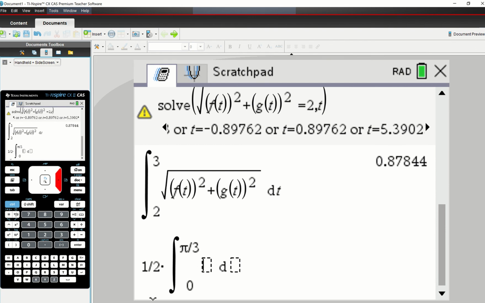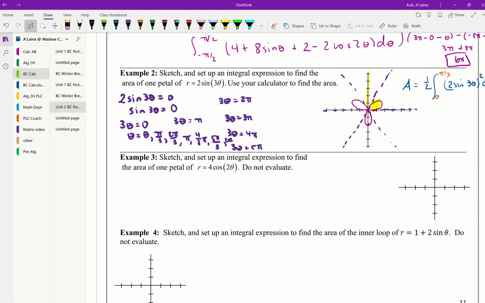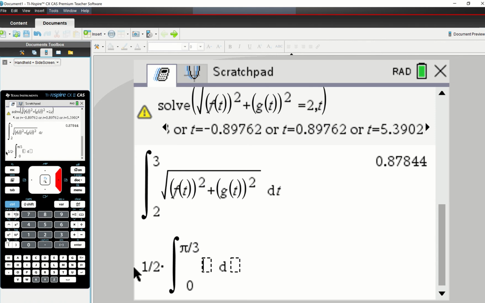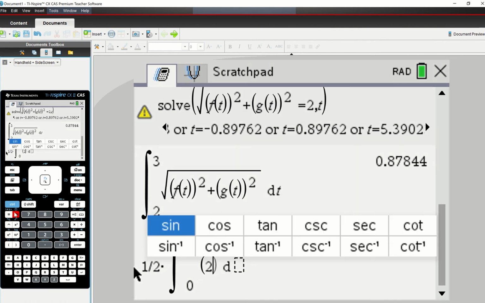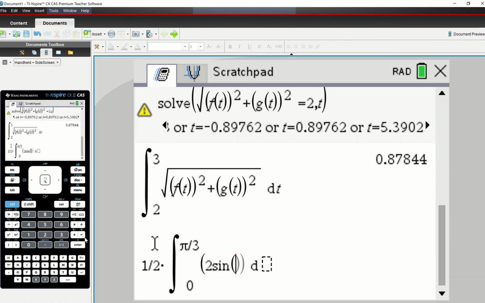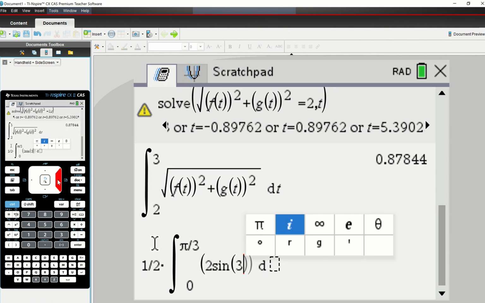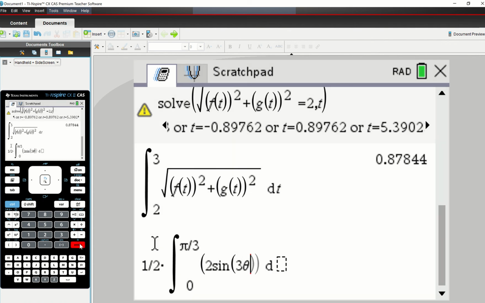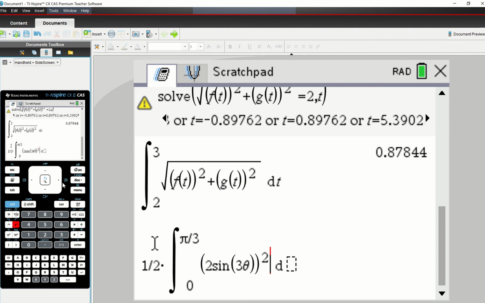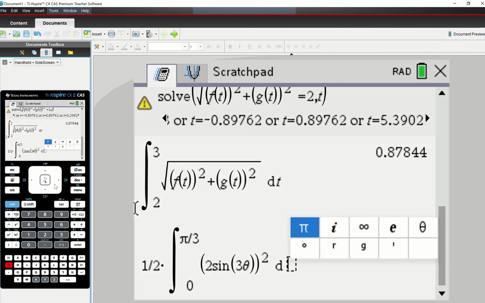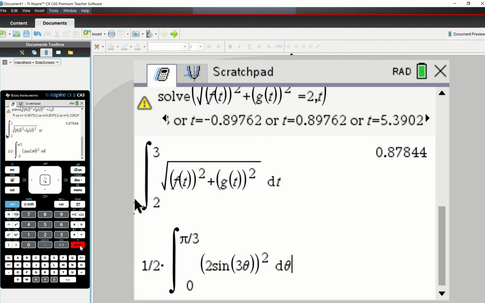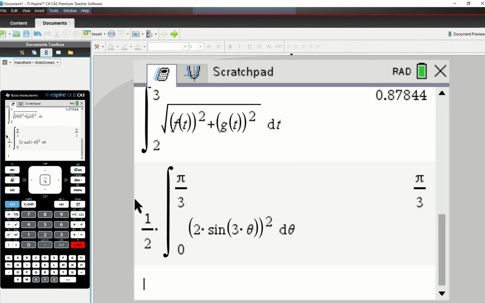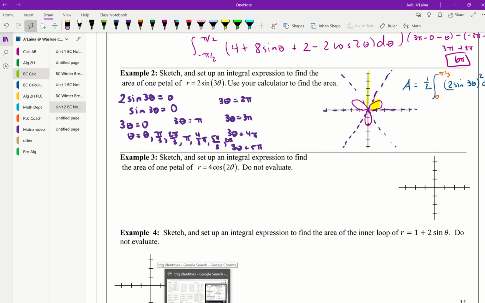And this was of twice sine of 3 theta quantity squared. So 2 sine of 3 theta. Where's theta? Right here, actually. But you could use x. Doesn't matter. The calculations are the same regardless of what variable you use. So don't stress yourself out if you don't want to use theta. I just am showing you where it's at in case you'd like to use it. And let's calculate this. We get pi over 3 for our answer.